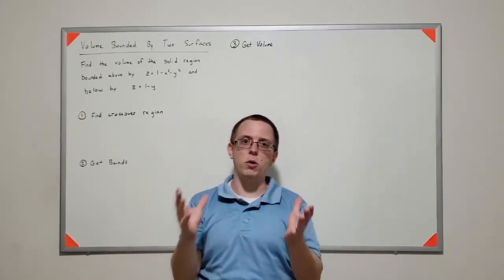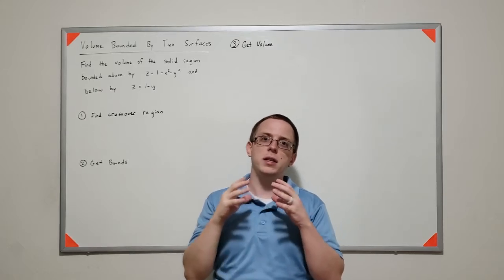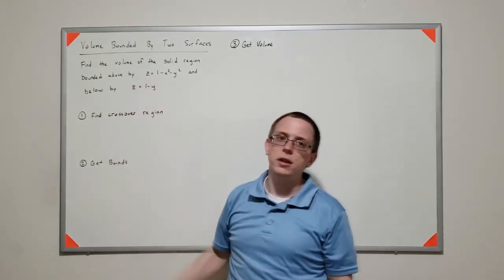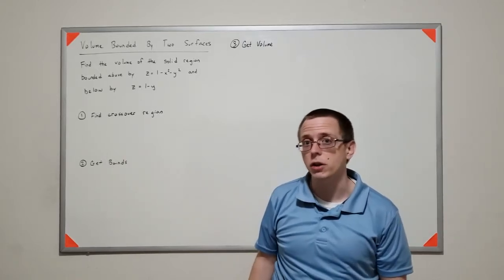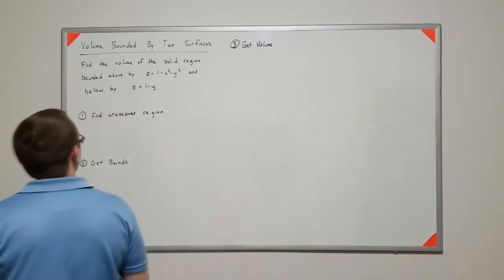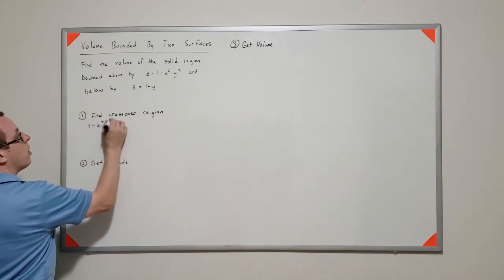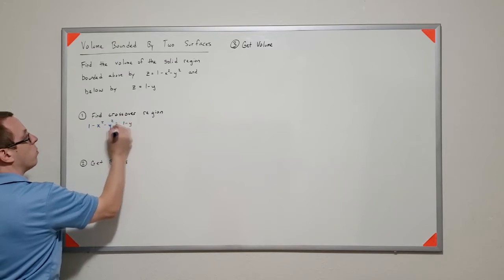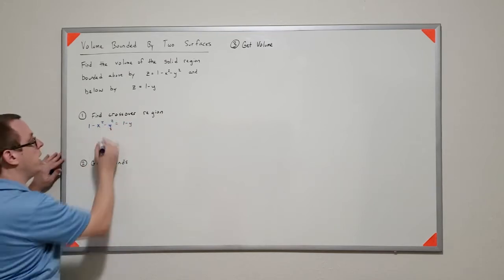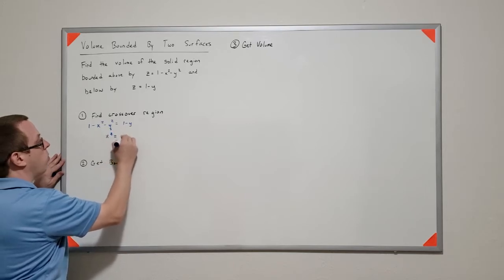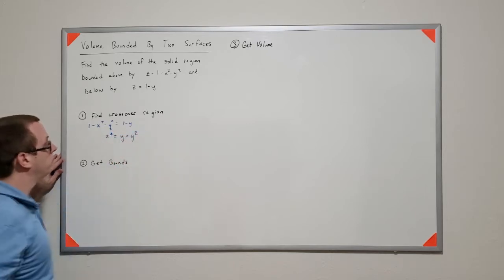So what we want to do is find the crossover region. We want to find all the places where these things intersect. Well, if z equals this and z equals that, then the crossover region is where they equal each other. So I can say 1 minus x squared minus y squared equals 1 minus y. And the ones will cancel. So what I end up with is that x squared equals y minus y squared.